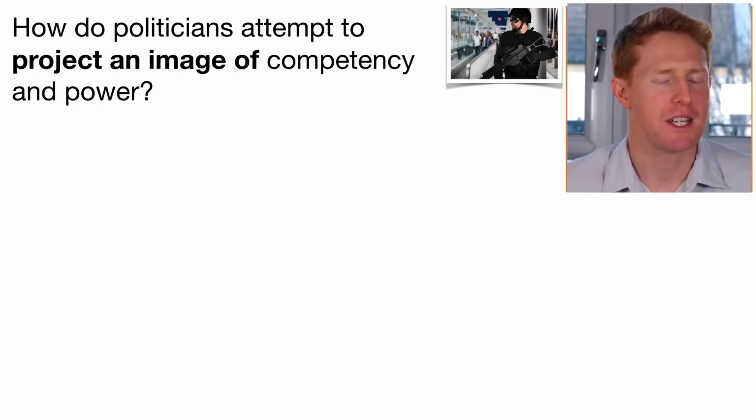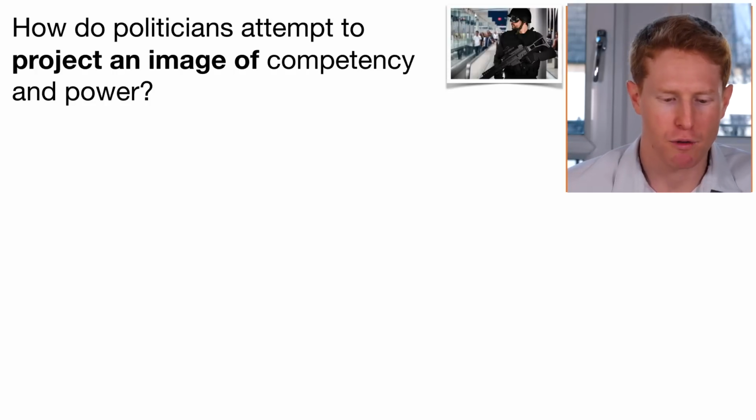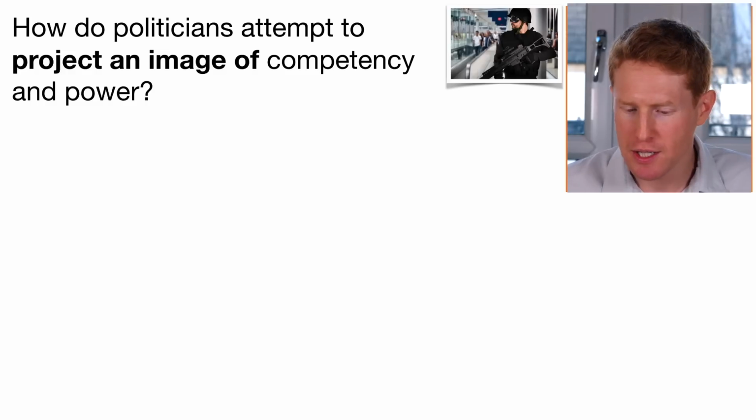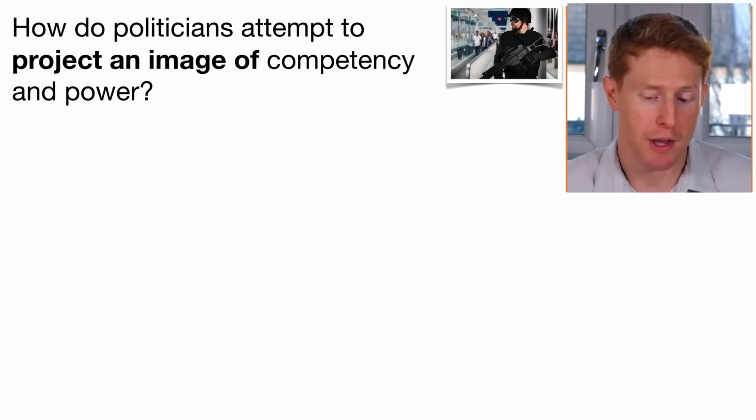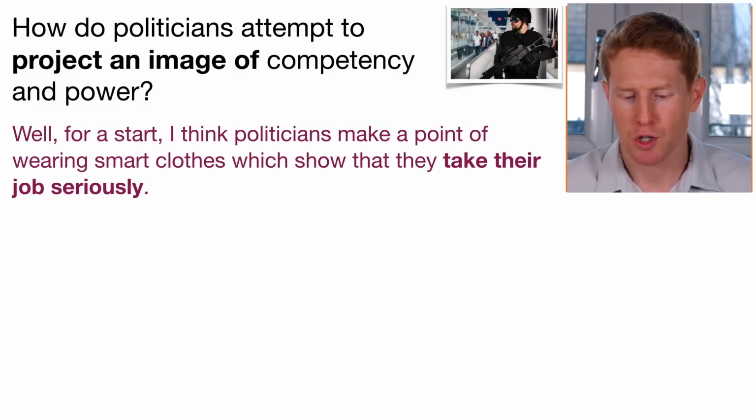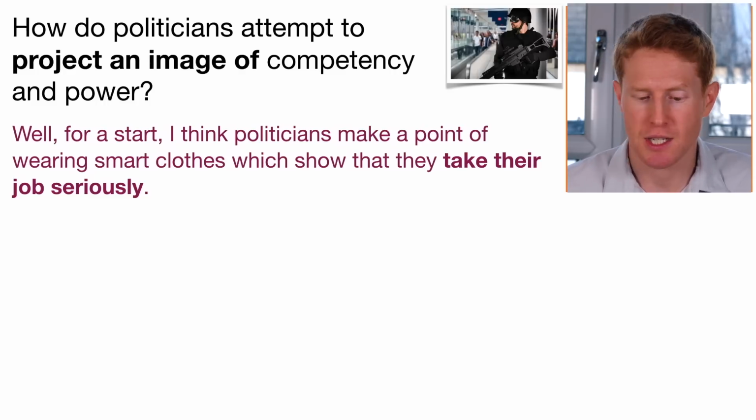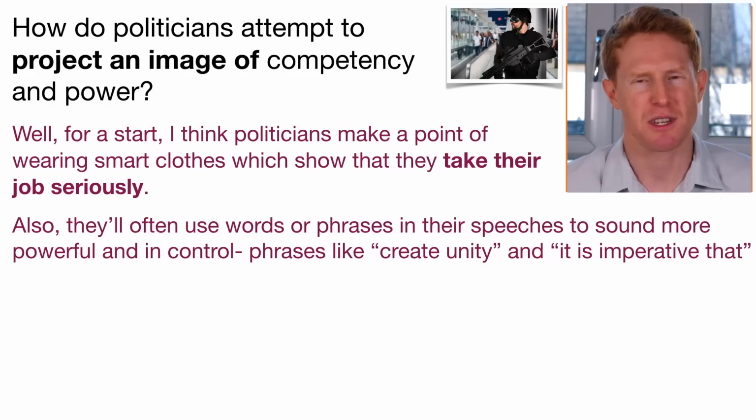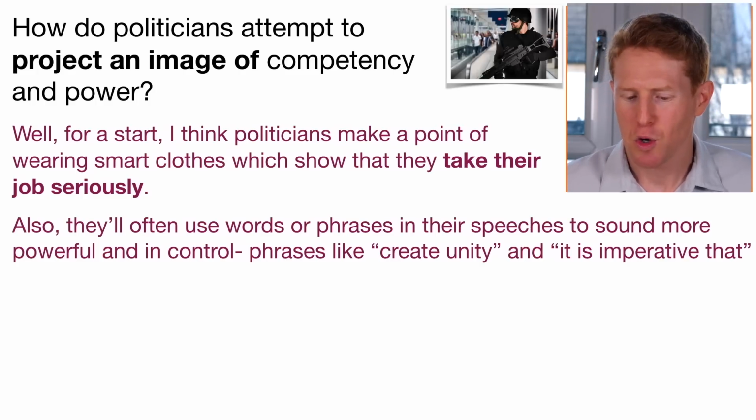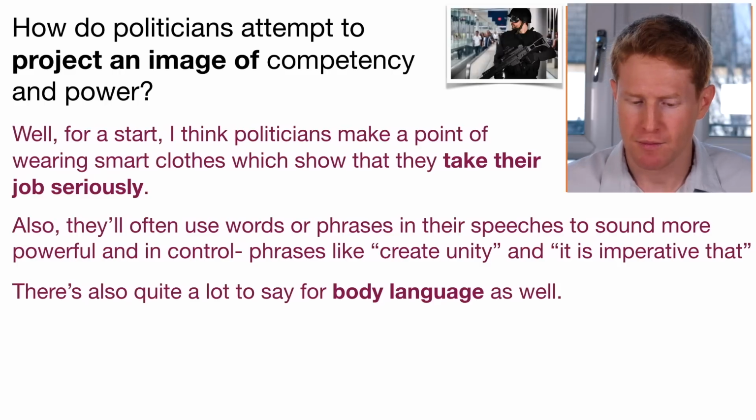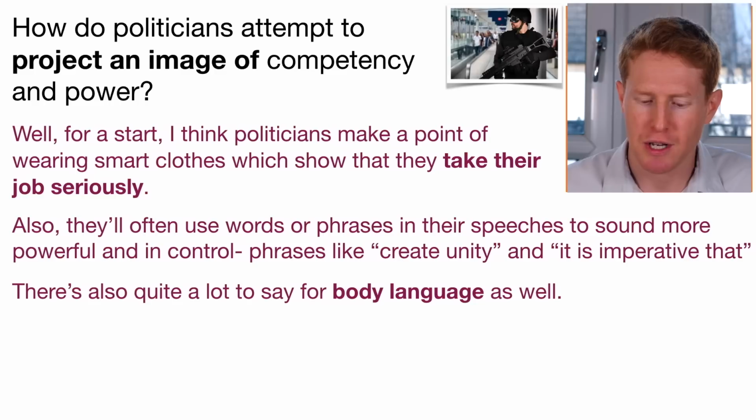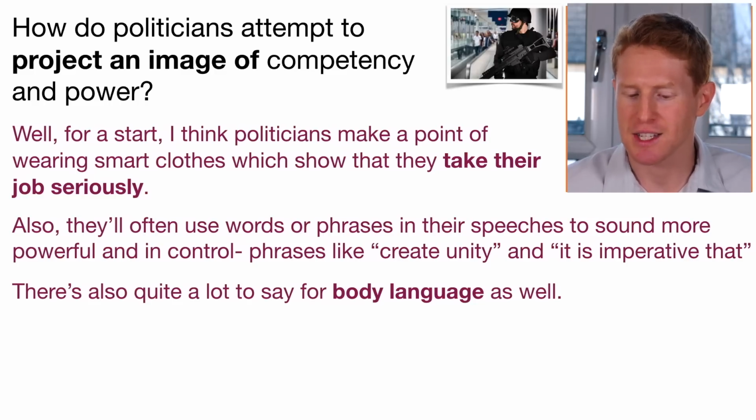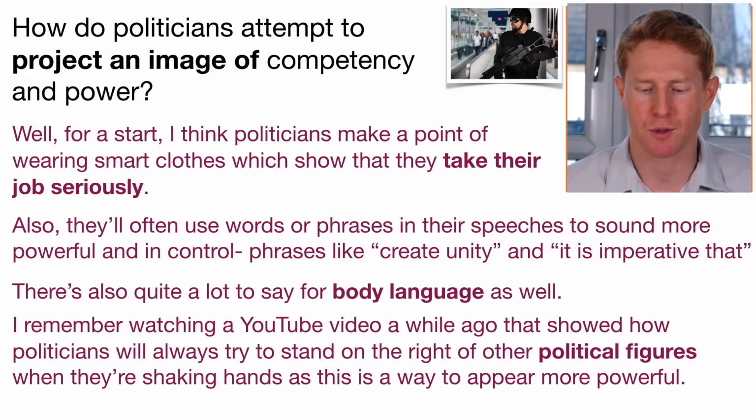So how do politicians attempt to project an image of competency and power? Well, for a start, I think politicians make a point of wearing smart clothes which show that they take their job seriously. Also, they'll often use words or phrases in their speeches to sound more powerful and in control. Phrases like create unity and it is imperative that. There's also quite a lot to say for body language as well. I remember watching a YouTube video a while ago that showed how politicians will always try to stand on the right of other political figures when they're shaking hands, as this is a way to appear more powerful.